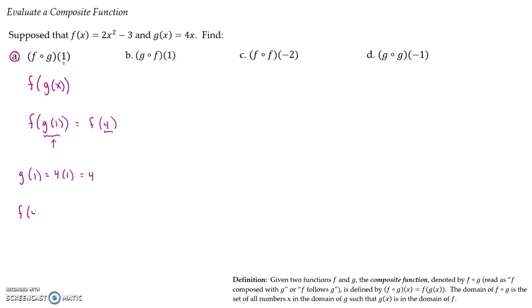And f of 4, we'll plug in a 4 each time we see the x in our function for f of x. So we have 2 times 4 squared minus 3. 4 squared is going to give us 16. And 16 times 2 will give us 32 minus 3, which is going to give us 29. So our final answer here for f of g of 1 is going to be 29.